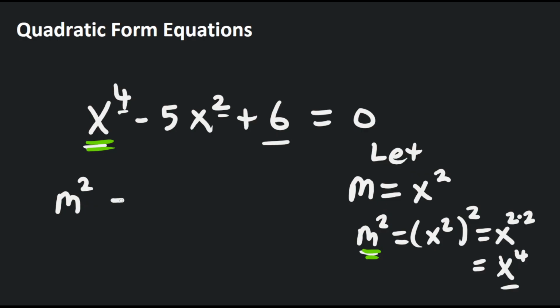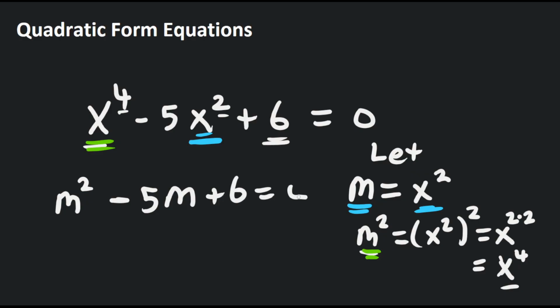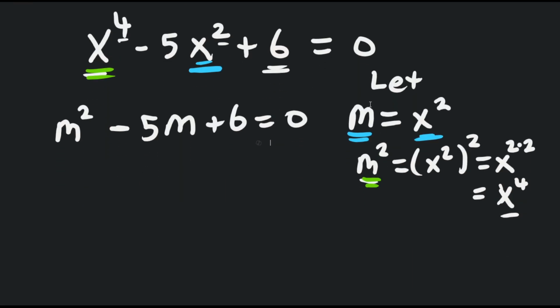And then we'll write the rest of this: minus 5 times x squared. So we have x squared here. What did we say x squared equals? X squared equals M, this letter we made. So we will put M right there, and then we'll keep going: plus 6 equals 0. And great, we know how to solve this quadratic.